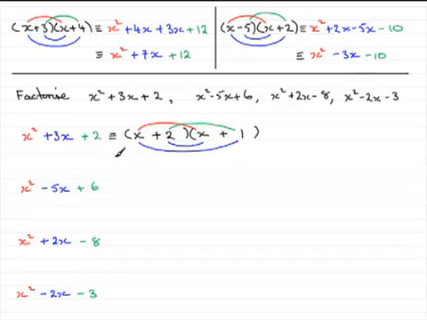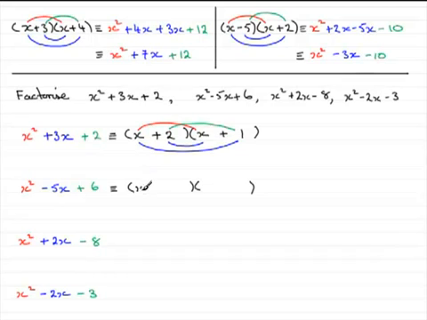2x and 1x gives us the blue 3x. So there you go. That's it, factorized. Now what about this example, x squared minus 5x plus 6? Okay, to factorize this, it's going to be 2 brackets again in the usual way.